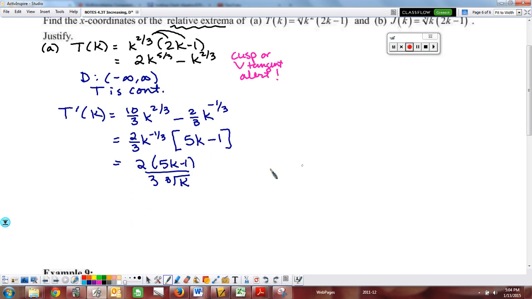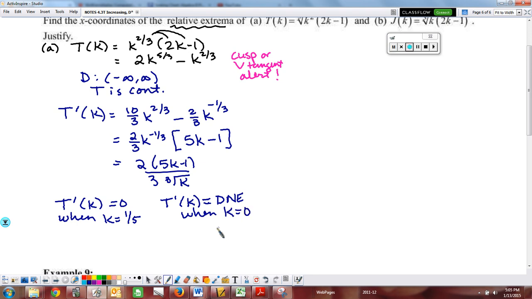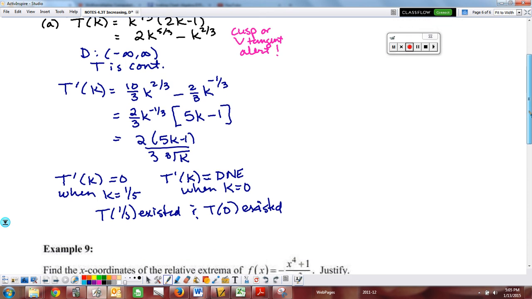So as we've seen before, finding our critical values, our derivative equals 0 when k equals 1/5. And our derivative is undefined, equals DNE, when k is equal to 0. And since t of 1/5 existed, and t of 0 existed, I don't really care what they are. The fact that they existed on the original one makes those critical values.